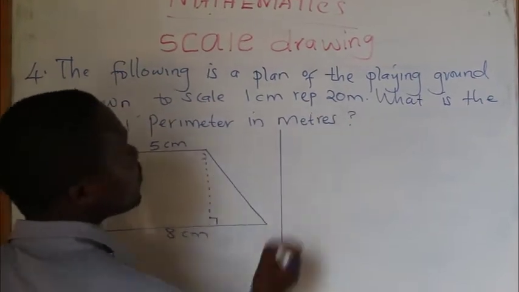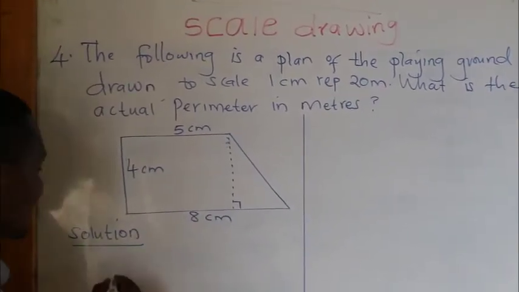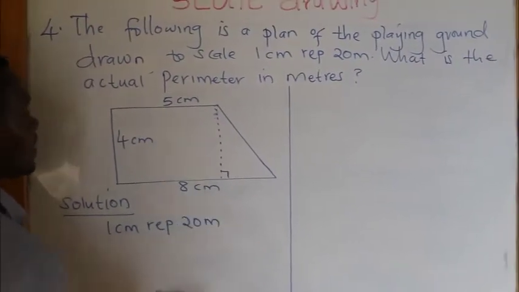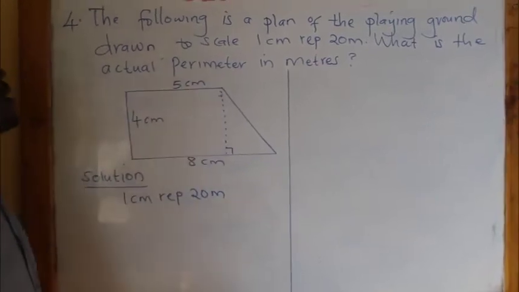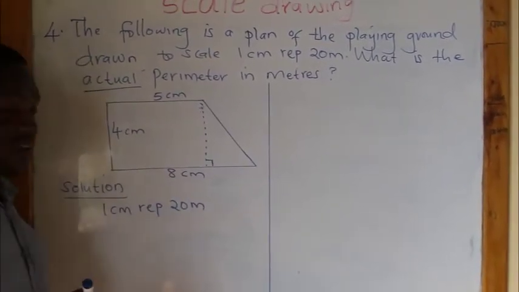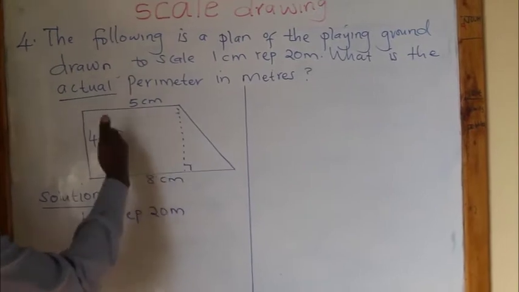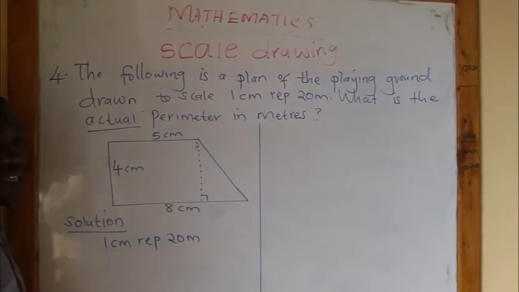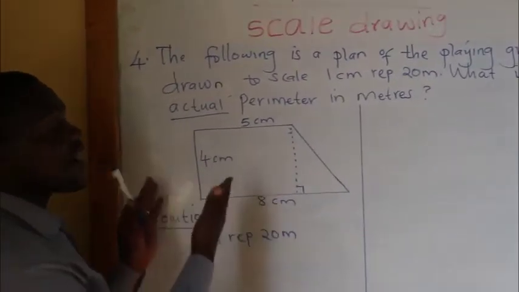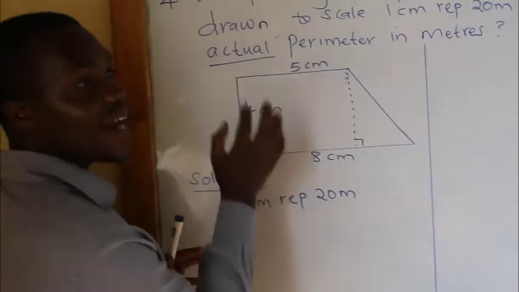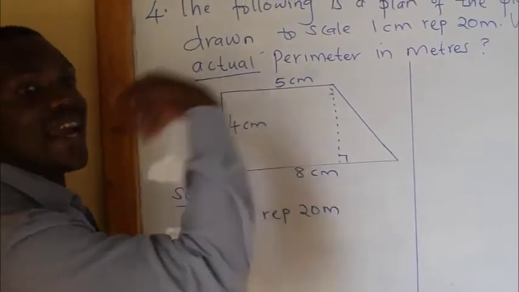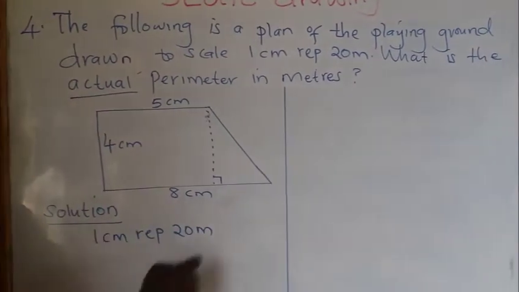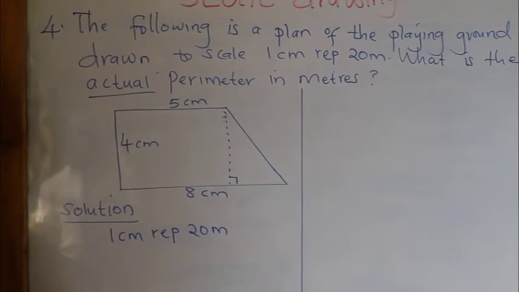1 centimeter represents 20 meters. So write that scale. 1 centimeter represents 20 meters. What is the actual perimeter in meters? So the actual is the real. You can see these units, centimeters. What you can see is 5 centimeters, 4 centimeters, 8 centimeters. This clearly tells you that this one is not a real length. This is the drawing length that was used to draw some real length, which we are yet to know. The scale that was used here was 1 centimeter represents 20 meters.